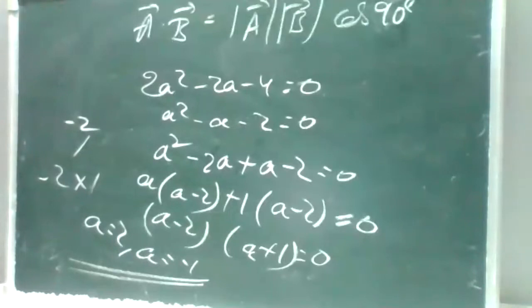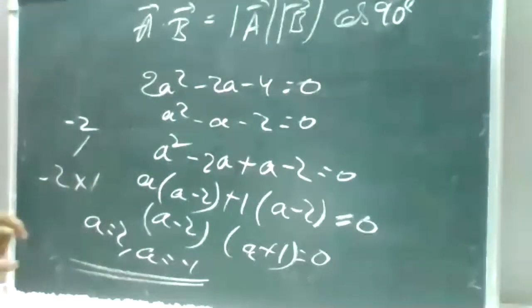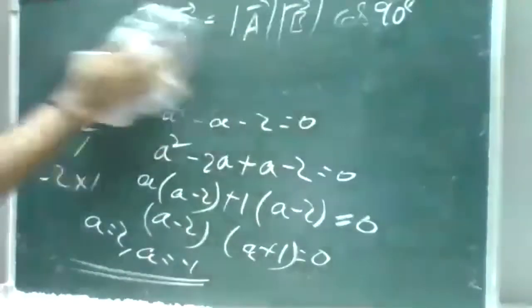Okay. Next question. Find the angles between the following pairs of vectors. Is it over? Any doubt on this? No, sir. Next question.